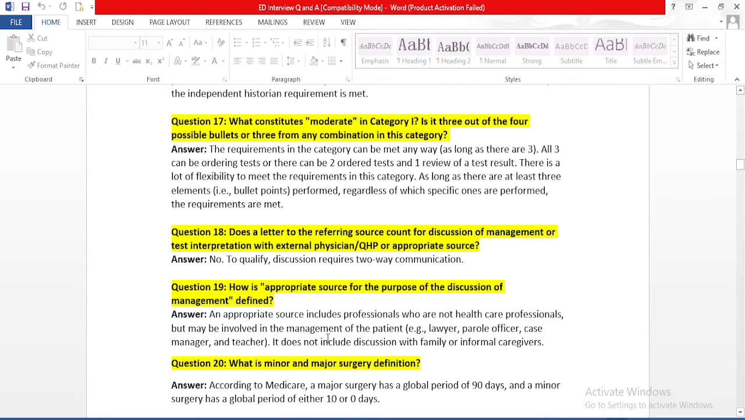Next question. What constitutes moderate in category 1? Is it 3 out of 4 possible bullets or 3 from any combination in this category? So the answer: the requirements in this category can be met any way as long as there are 3. All 3 can be ordering tests, or there can be 2 ordered tests and 1 review of the test result. So there is a lot of flexibility to meet requirements in this category. As long as there are at least 3 elements, which we usually call bullet points, performed, regardless of which specific ones are performed, the requirements are met.